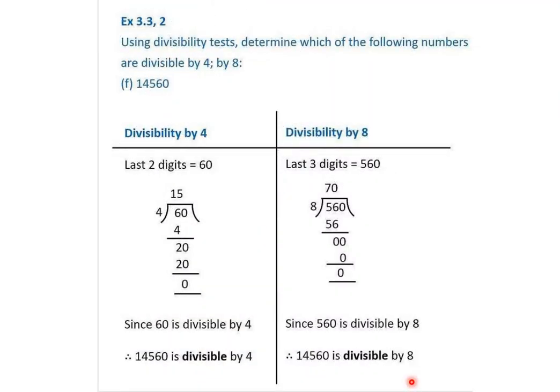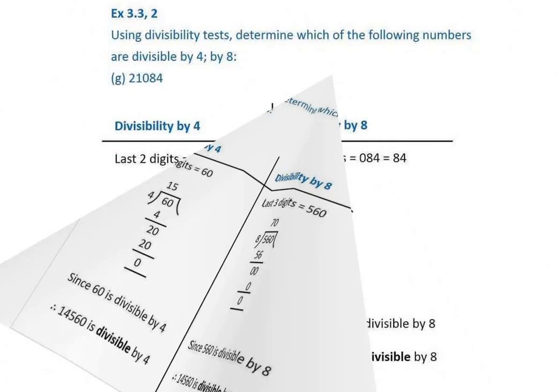Our next question is 3.3. The second question is F. Now here the last 2 digits are 60. When divided by 4, we got quotient as 15 and remainder as 0. That means the whole given number, that is 14,560, is easily divisible by 4. But when we took 560 and divided by 8, we got quotient as 70 and remainder as 0. This means the given number is also divisible by 8. So this number is divisible by 4 and 8 both.